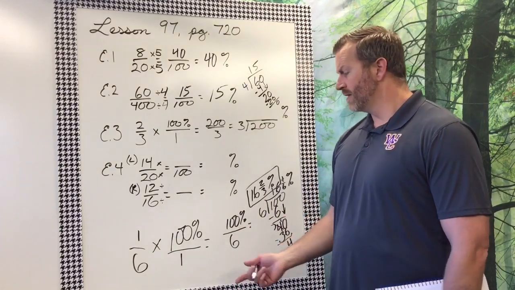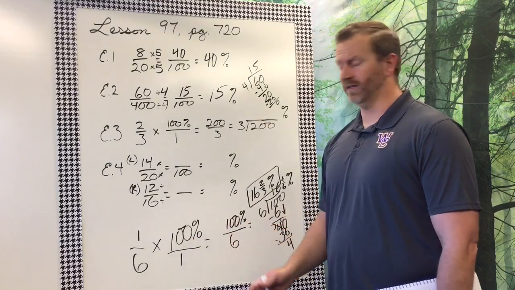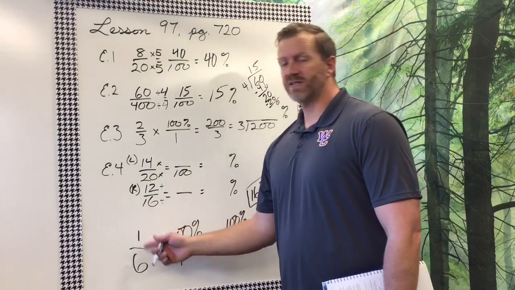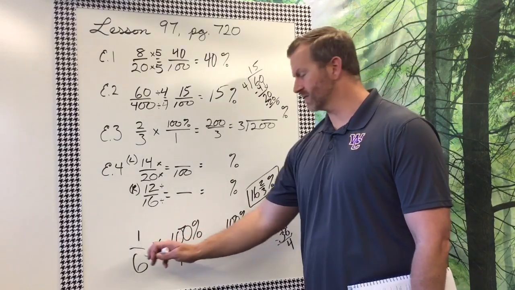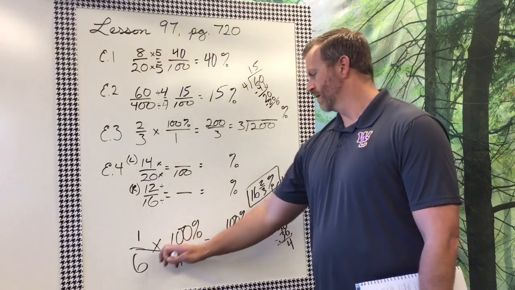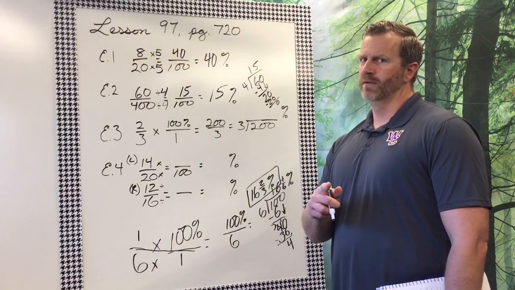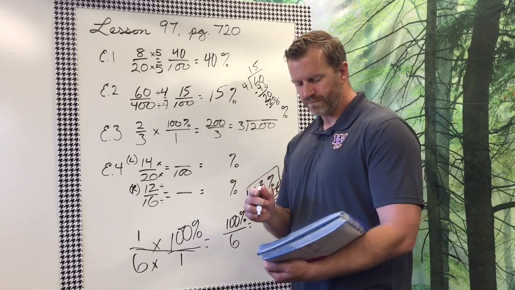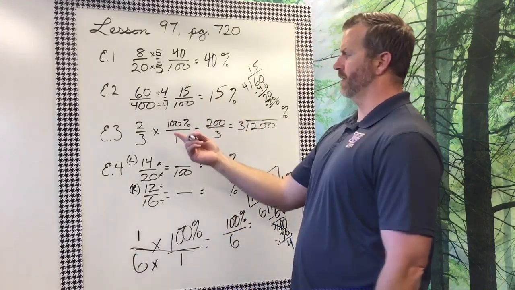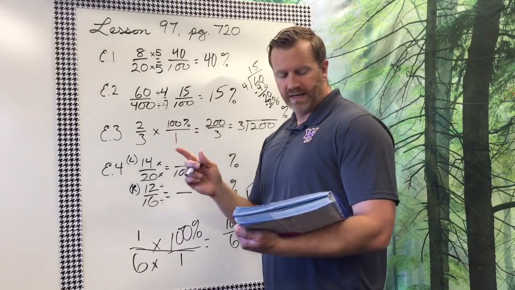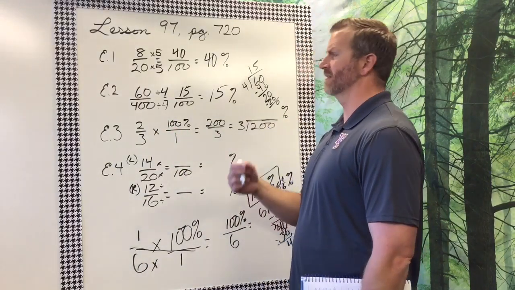It's not bad. Now, if this was 2/6, then this would have been 200/6. If that was 4/6, then it would have been 400/6, because you're going to multiply across the top, and then also multiply across the bottom. Cool? All right, let's do a couple more. So here's example 3. So it asks us, the team won 2/3 of the games. What percent of their games did they win?